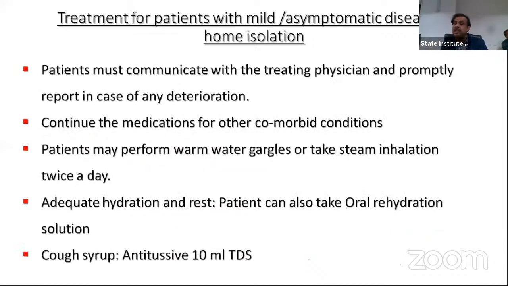So patient, this is important. There should be 24/7 communication between the patient and caregiver, and the patient should report immediately if there is any deterioration noted. Patients should continue the medication meant for other comorbid conditions. For example, if the patient is taking an ACE inhibitor or telmisartan for BP control, don't stop telmisartan. Patient should continue taking telmisartan. If the patient is taking inhaled corticosteroid for asthma, please don't stop it. Let it be continued. Otherwise, there may be precipitation of an asthma attack.